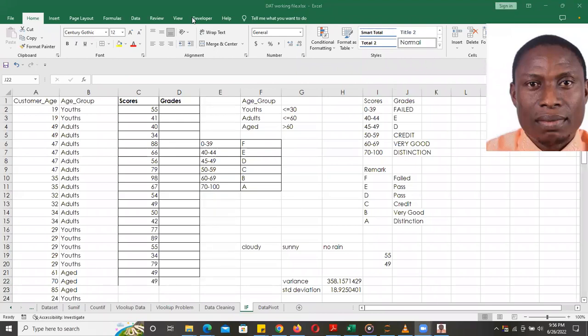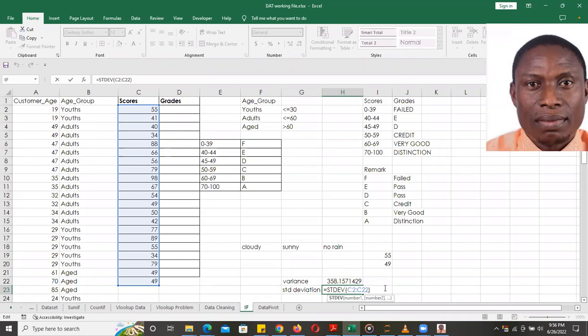The function for variance, is it VAR or what? It's VAR. That's variance. Then your standard deviation, STDEV. That's standard deviation.